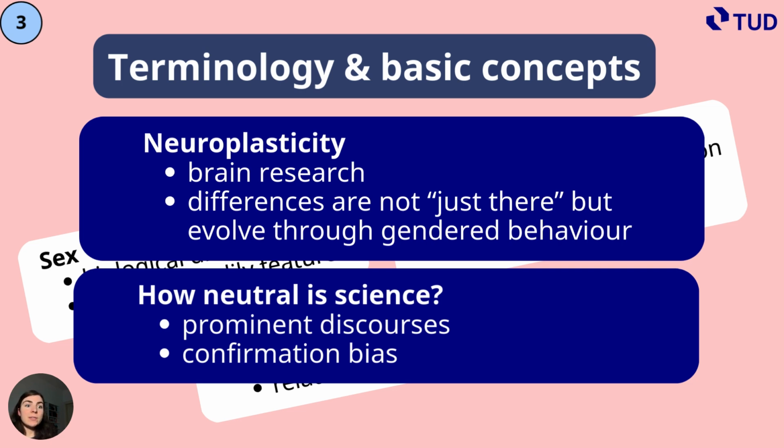What they find is, yes, there are structural differences. What they also find, and that is very interesting to me, is that those differences are not just there, but they evolve through, for example, gendered behavior. So basically, this saying, neurons that fire together wire together. If you use your brain in a certain way, you will develop a certain brain structure according to the usage. It's like a muscle. If you use the muscle a lot, it develops into a certain direction. And this is what happens here.